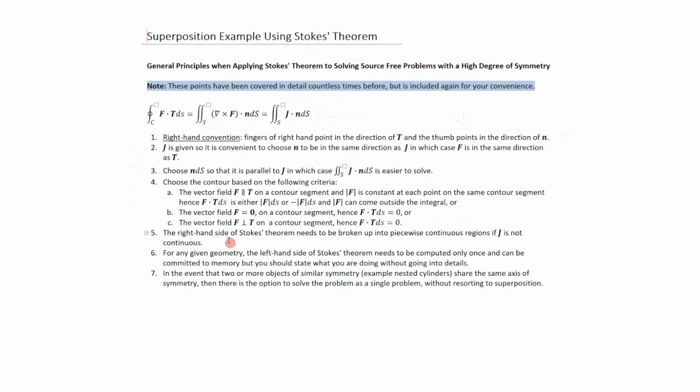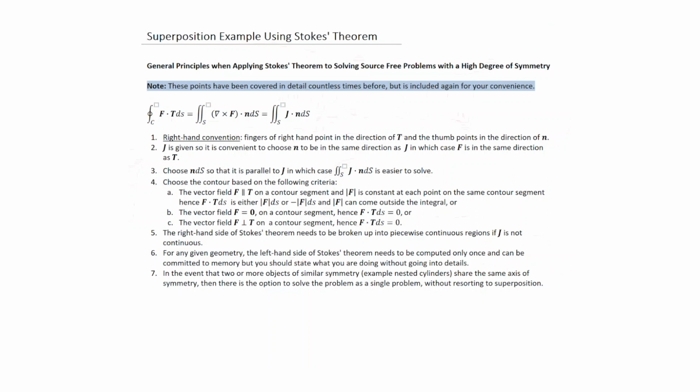Next, the right-hand side of Stokes' theorem needs to be broken up into piecewise continuous regions if J is not continuous. In our example, J is not continuous, which means you have to deal with the interior region and the exterior region separately. Six, for any given geometry, the left-hand side of Stokes' theorem needs to be computed only once and can be committed to memory, but you should state what you're doing without going into details.